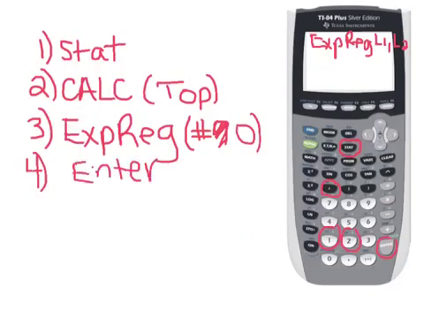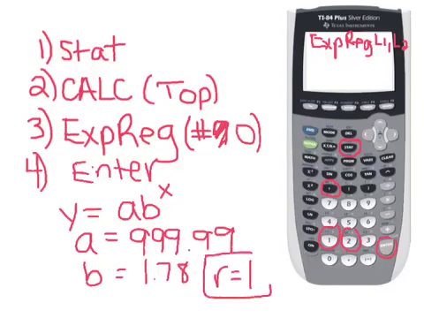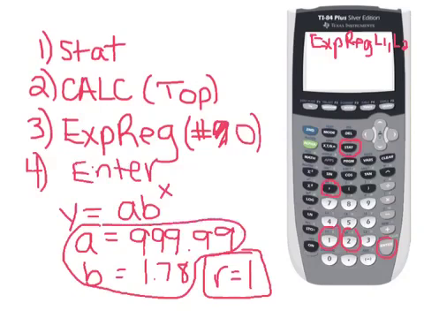It should give us the equation in the general form y equals a times b to the power of x. In here it tells me the value of a is 999.99, and our b value is 1.78, and then our r value, our correlation coefficient, is 1, which means that this is definitely an exponential function because it is a 100% match with the data given.